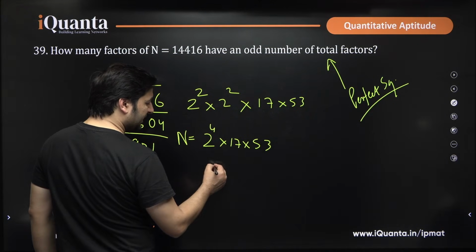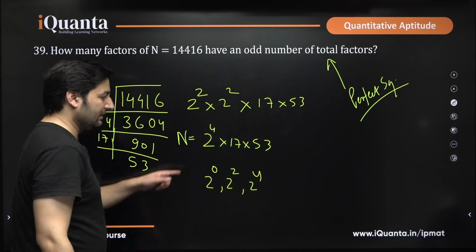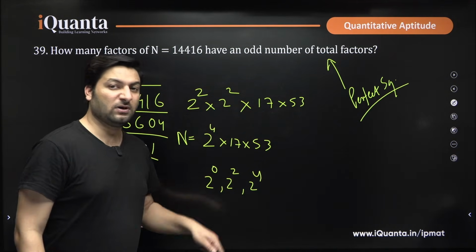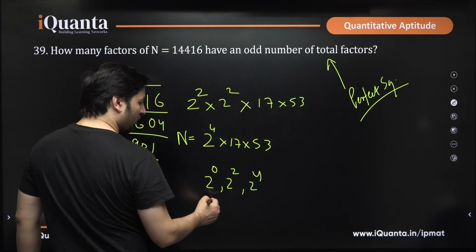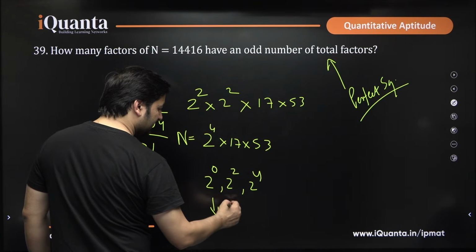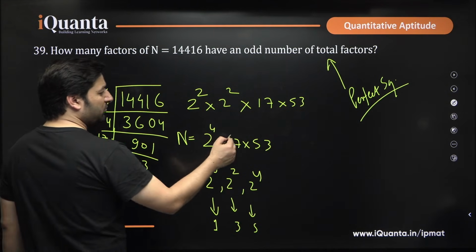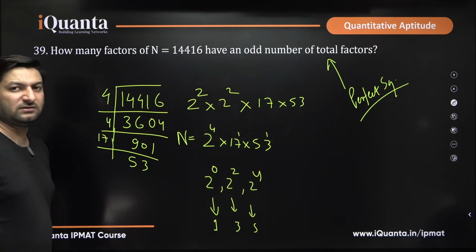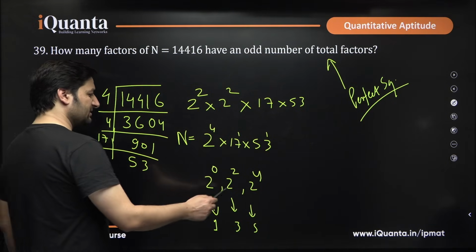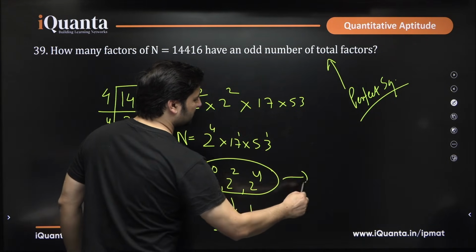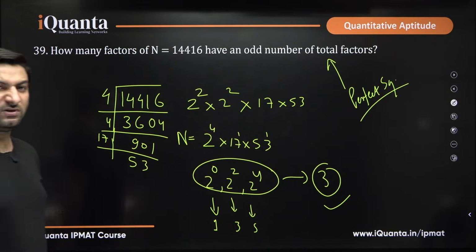So 2 can take power 0, 2 can take power 2, 2 can take power 4. Now 2 to the power 0, 2 to the power 2, 2 to the power 4 are factors of this number n. Yes, they divide n and they have an odd number of factors. 2 to the power 0 has 1 factor, 2 to the power 2 has 3 factors, 2 to the power 4 has 5 factors. 17 and 53 only have power 1, so you cannot make their power 2 or 0, isn't it? So that is the reason there are only 3 factors. 3 is the answer, okay. There are 3 factors of n which have an odd number of total factors.